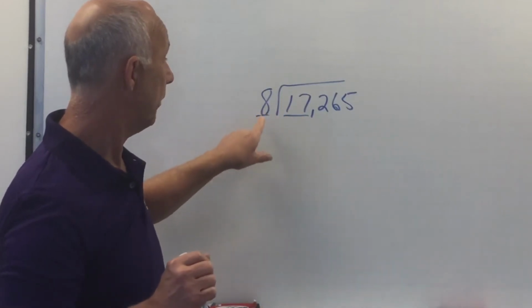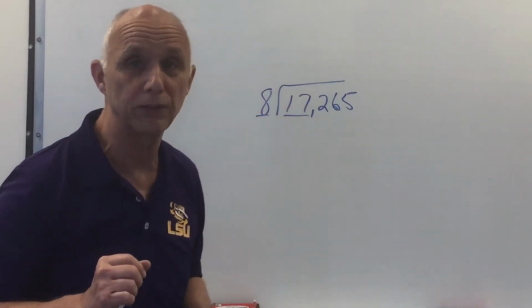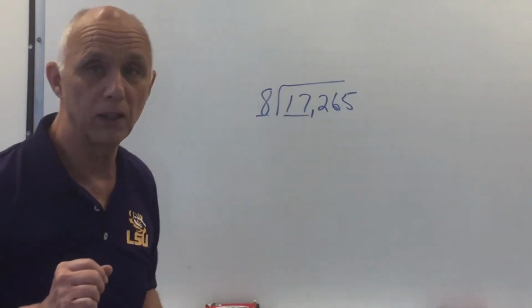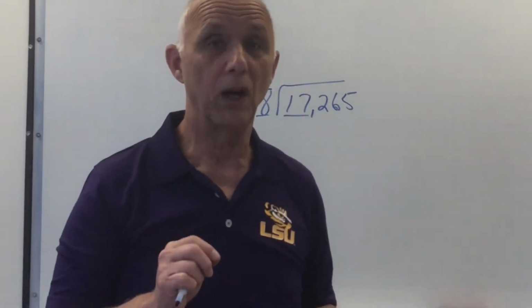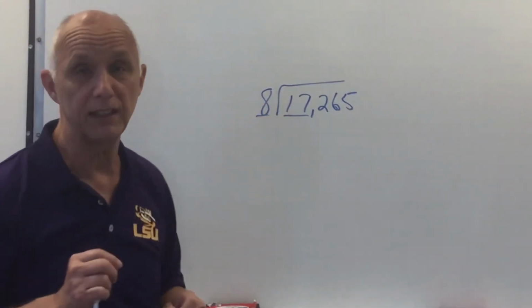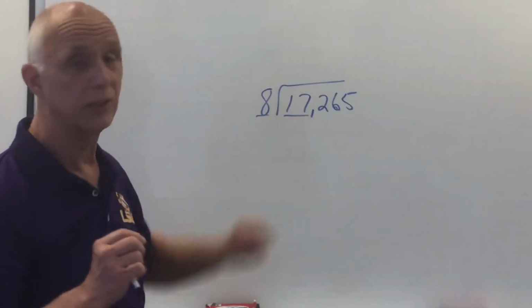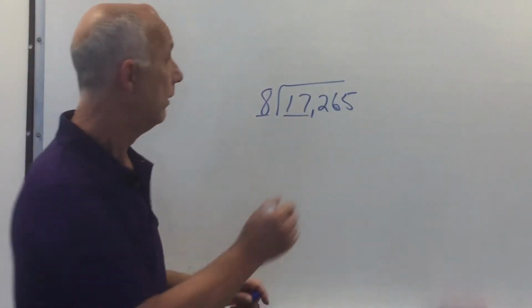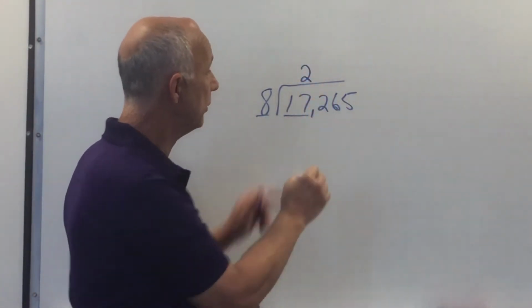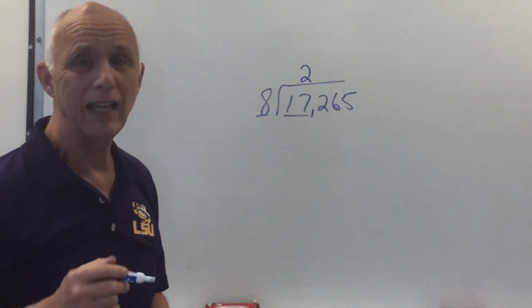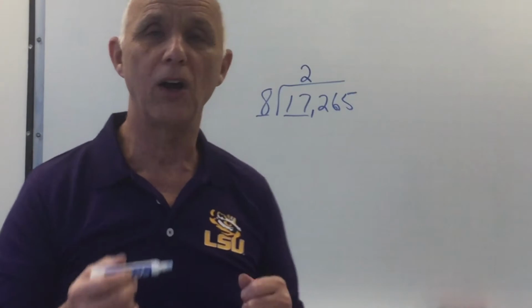By the way, you might say, why not 8 into 1? Because 1 is the front. Well, if 8 went into 1 evenly, you would divide 8 into 1. But since 8 doesn't go into 1, you have to say 8 into 17. So again, what we'll say here is what times 8 equals 17 is 2. So we would put the 2 right here, just as if it was 2,000, like we did with the lead digit estimate. And now we're going to use a process, an algorithm.